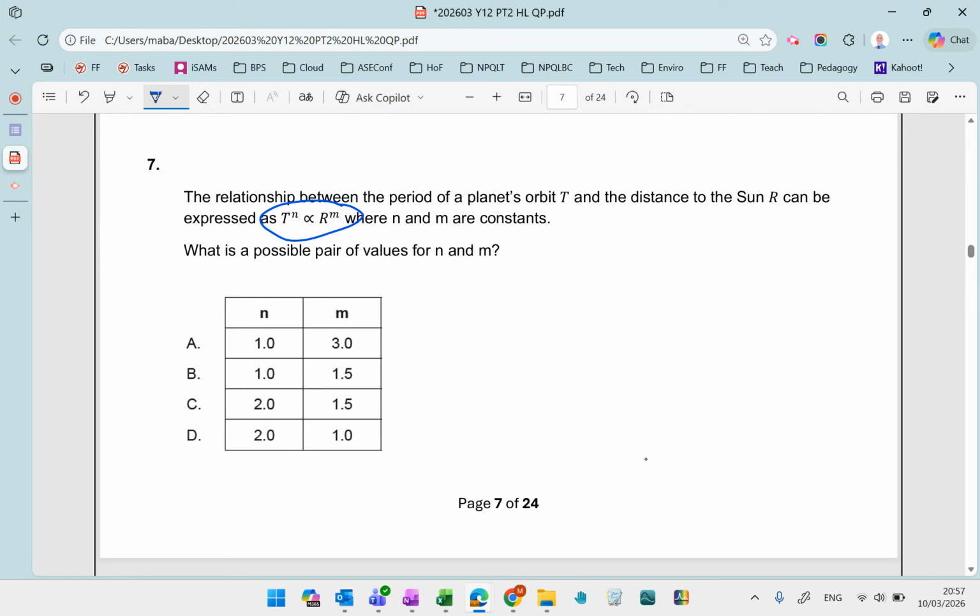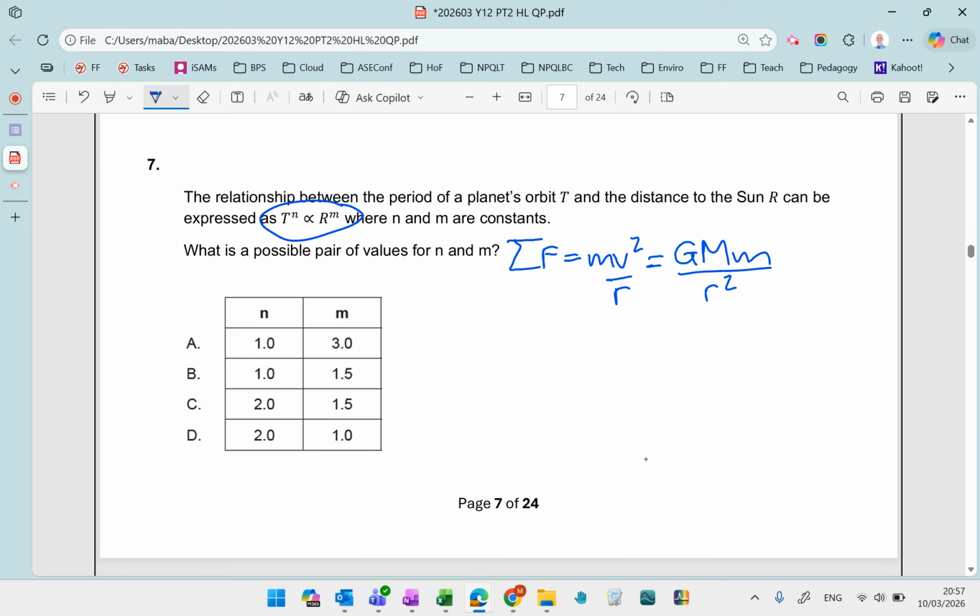So what do we know? We know that when something's in orbit, then the centripetal force is mv squared over r. Okay, and that is provided by Newton's law of gravitation, right, which is GM over r squared.